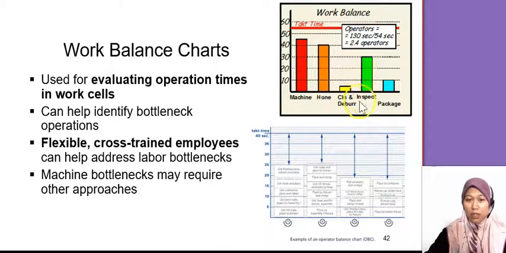For this one, the task is very short, so maybe they need to combine this one and this one. They need to make sure it's balanced. Be flexible and cross-train the employees, so that all of these employees can do all the tasks. That's better. And a machine bottleneck may sometimes occur. Maybe this process is quite long, so maybe there's a queue for this process.